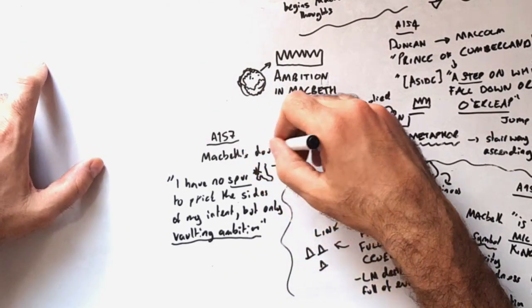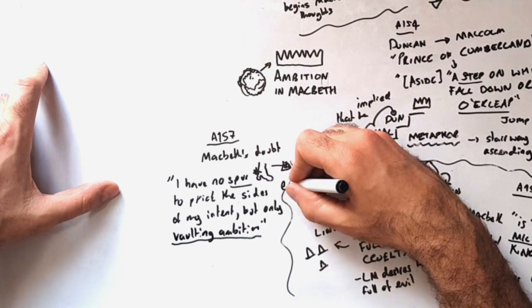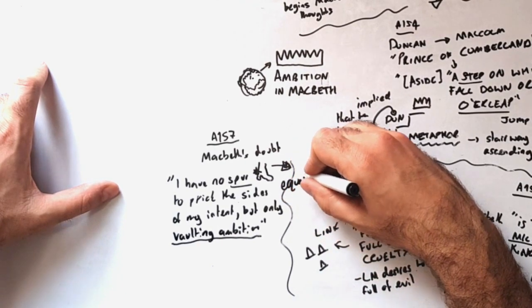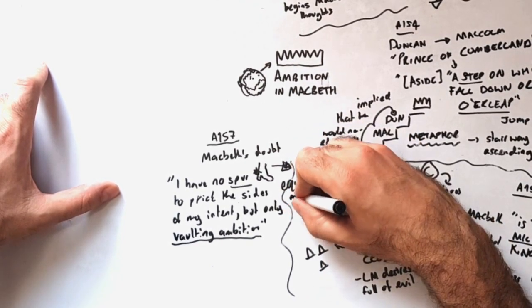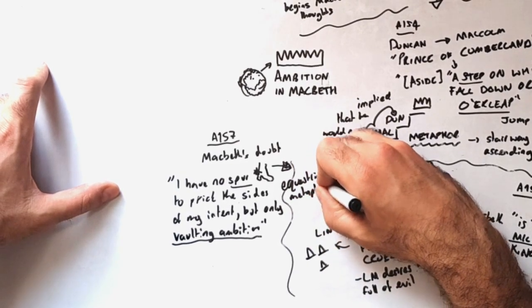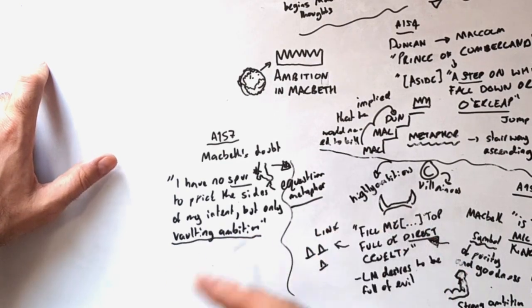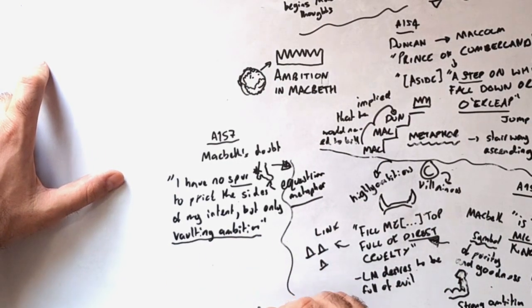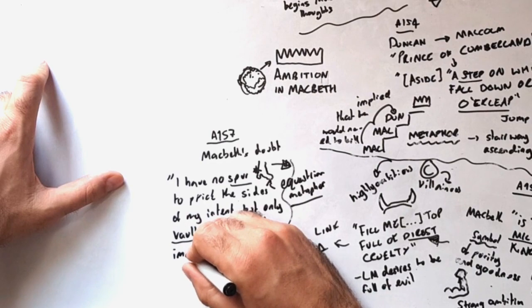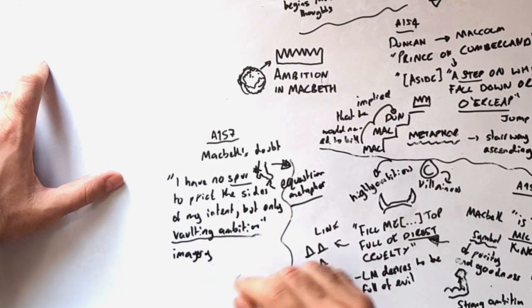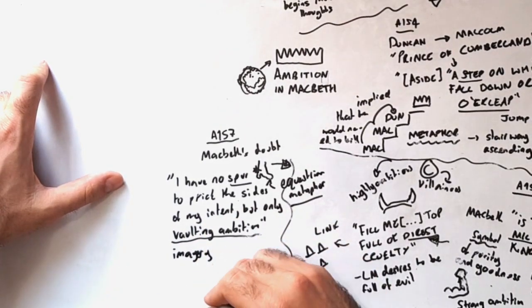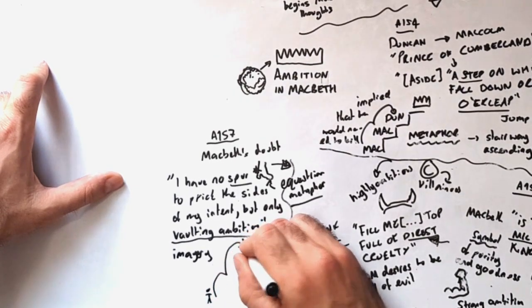So you've got this kind of equestrian metaphor. Could literally write that here. With the spur, his intent is the horse that won't run, and we've got again imagery here, vaulting ambition, almost personifying his ambition as jumping too high, and I quite like to draw that one as too high.